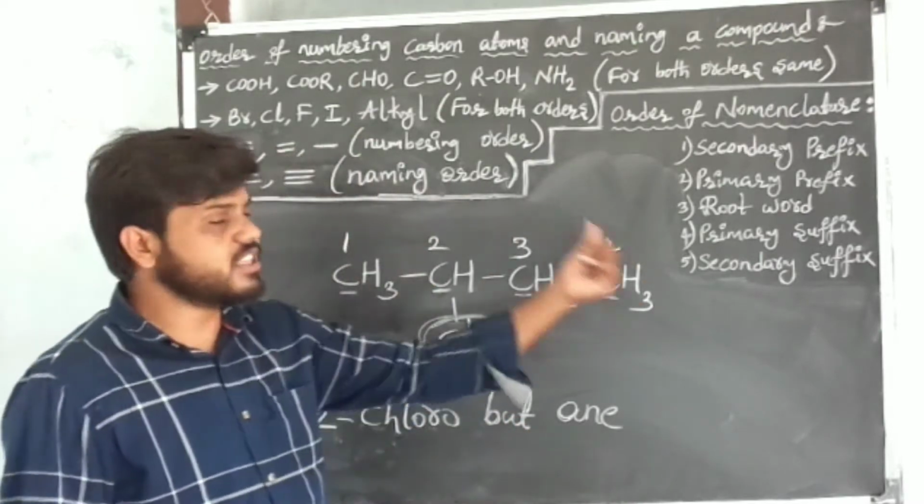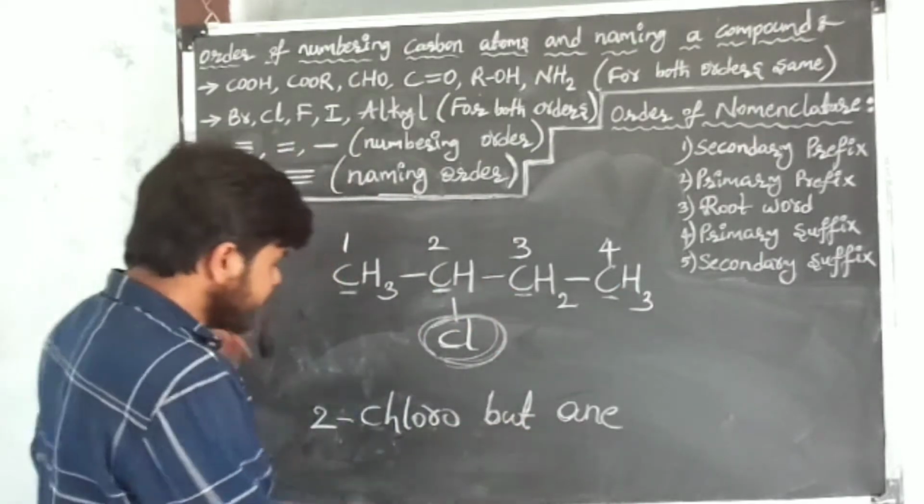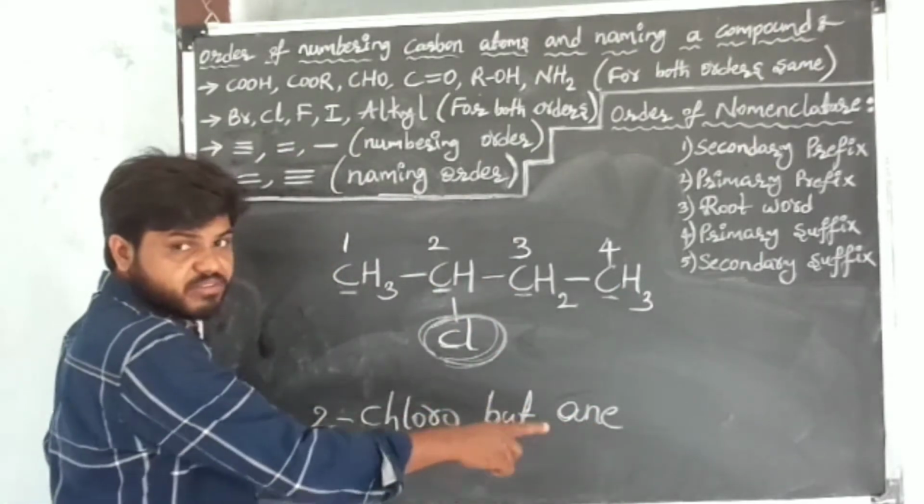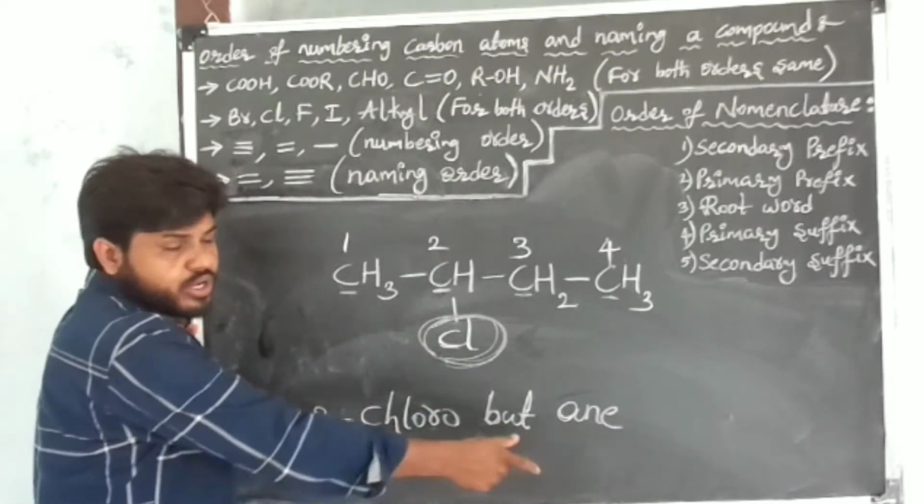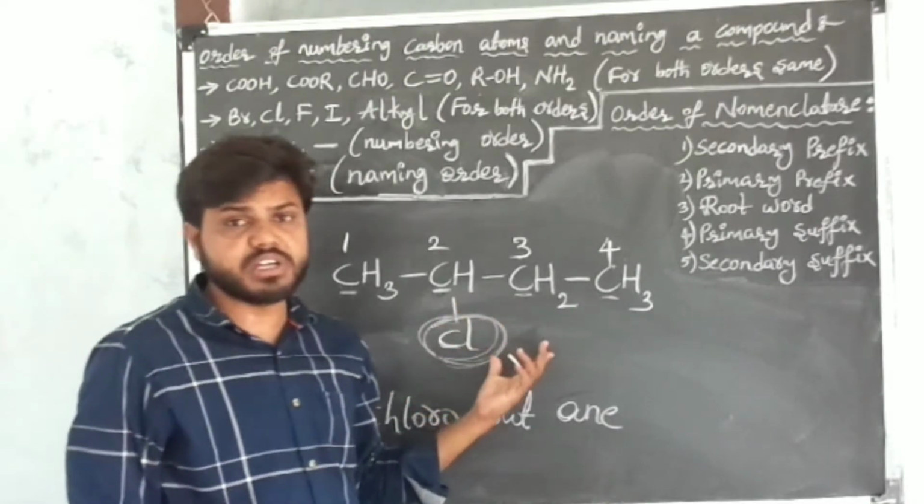Secondary suffix is not there in the given carbon compound. So this is our required IUPAC name of the given carbon compound, that is 2-chlorobutane. 2-chlorobutane is the IUPAC name of the given carbon compound.